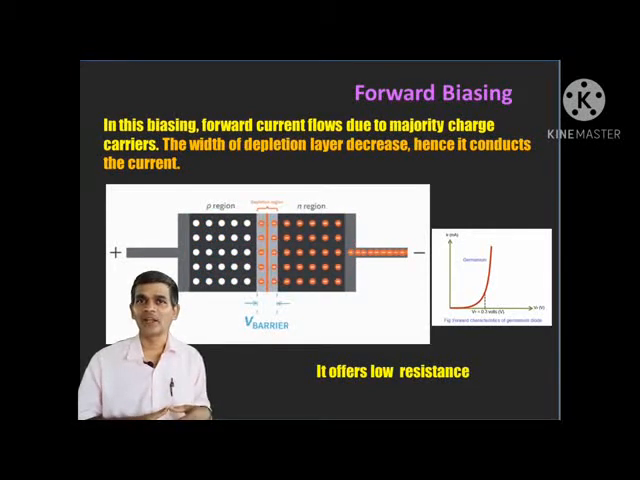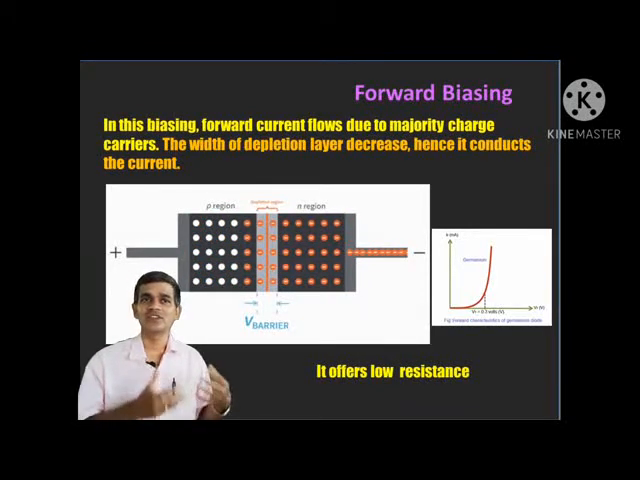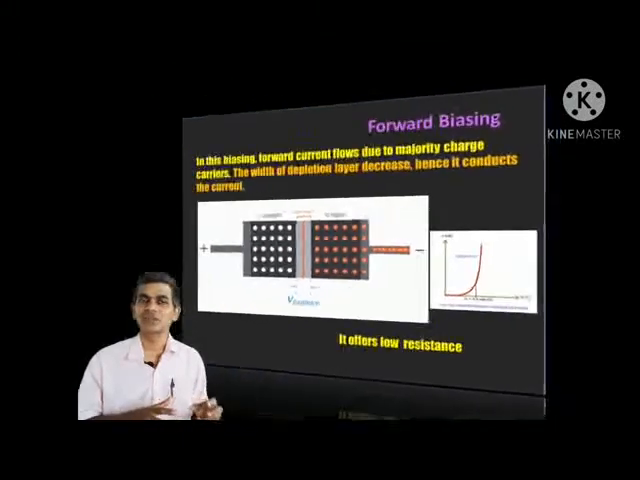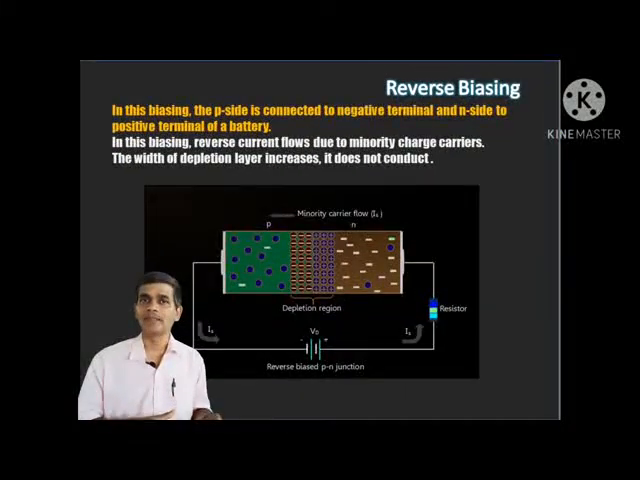And in reverse bias, reverse bias means in this biasing, the P side is connected to the negative terminal of the battery and the N side is connected to the positive terminal of the battery.